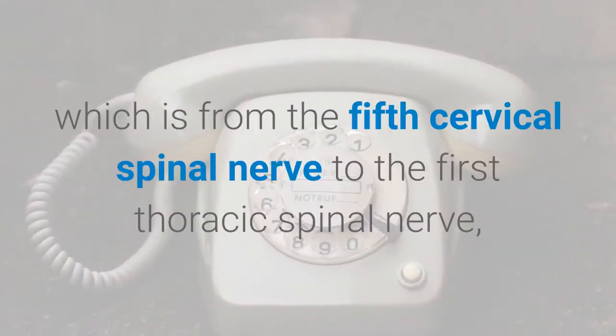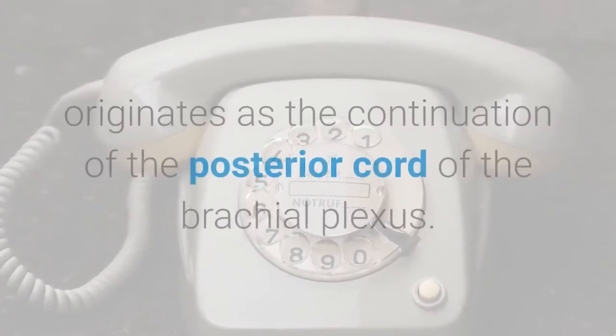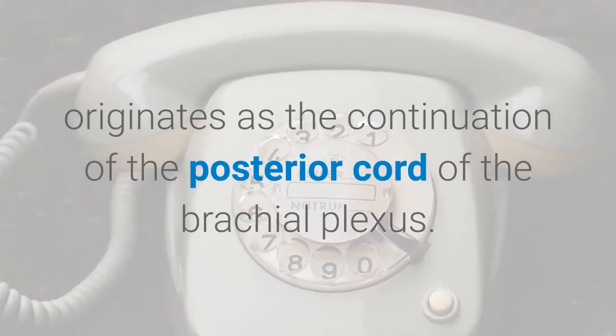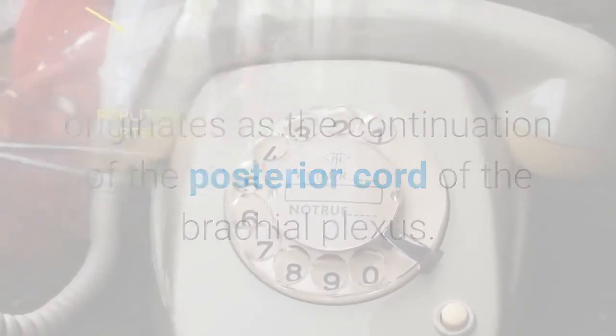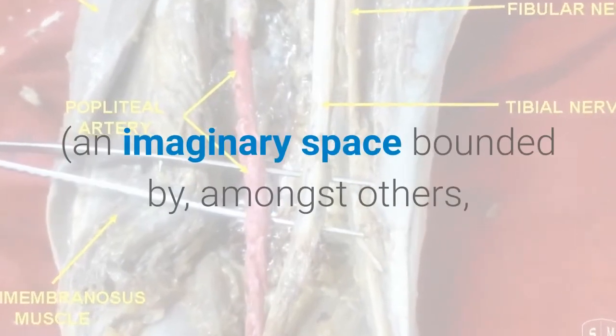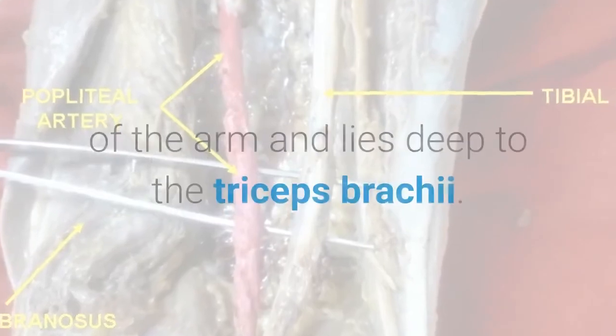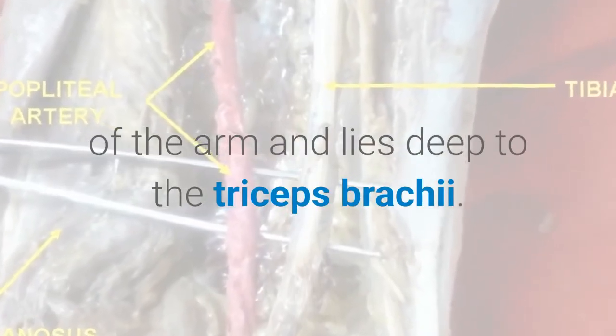The radial nerve, which is from the fifth cervical spinal nerve to the first thoracic spinal nerve, originates as the continuation of the posterior cord of the brachial plexus. This nerve enters the lower triangular space, an imaginary space bounded by, amongst others, the shaft of the humerus and the triceps brachii of the arm, and lies deep to the triceps brachii.